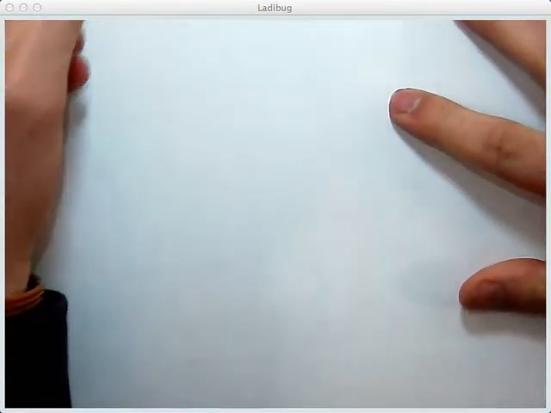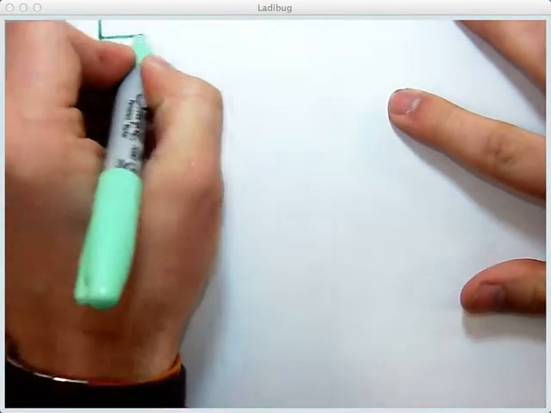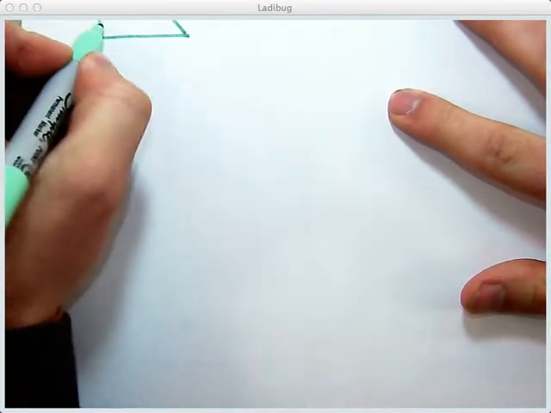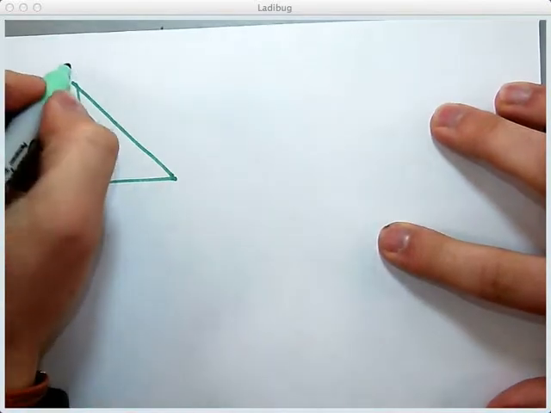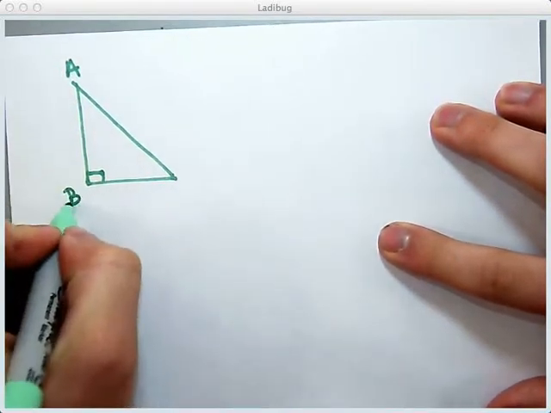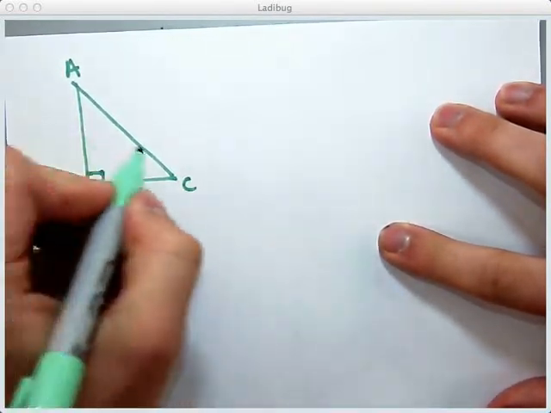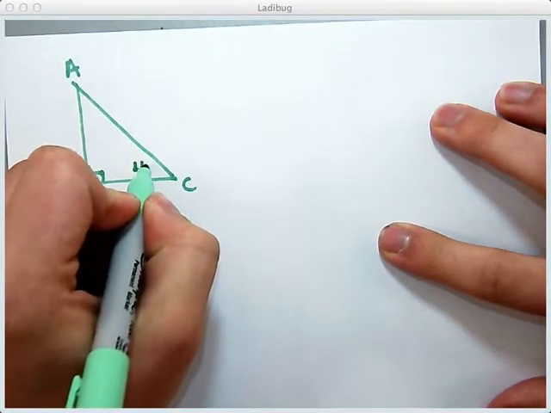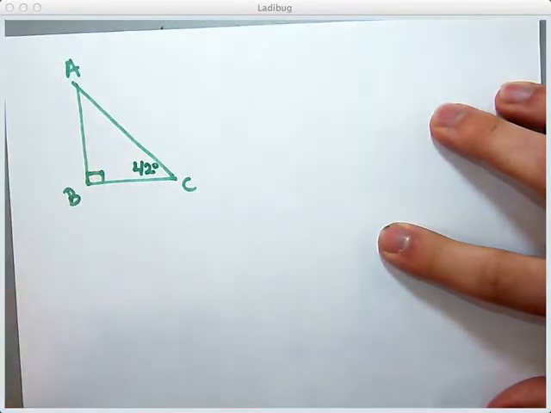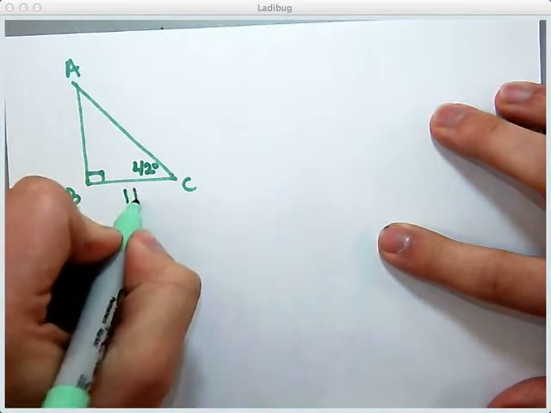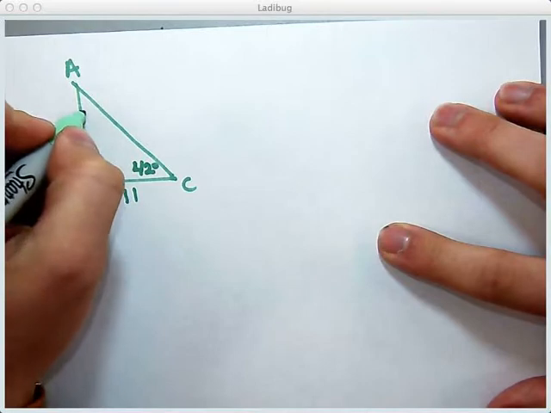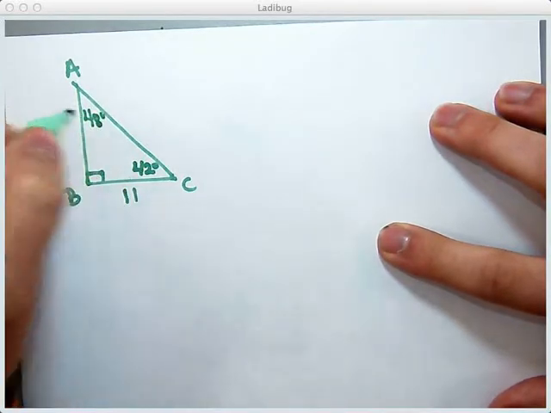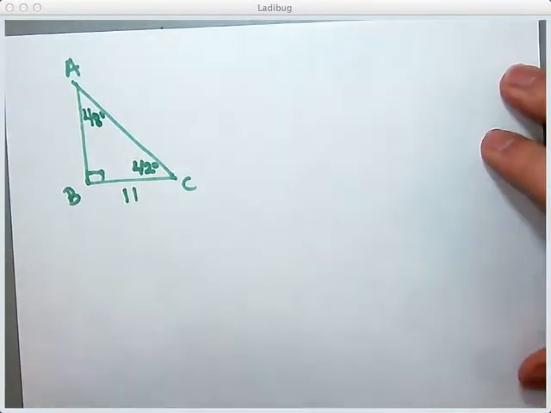Okay, so let's say I have this triangle here. We'll call this A, B, and C. We'll make this a 42-degree angle. We'll make this side 11, and so if this angle's 42, we know that this one's 48. Okay, so let's go through and fill out my information.